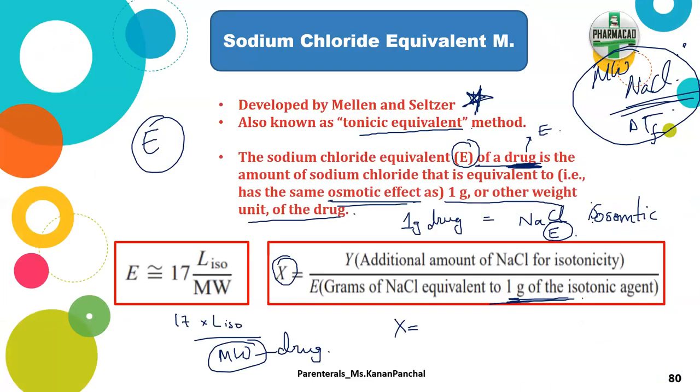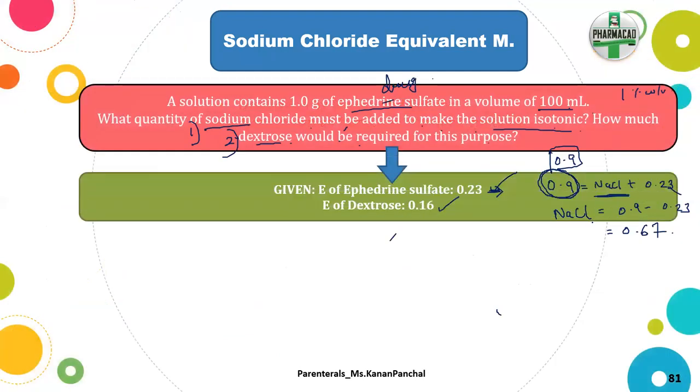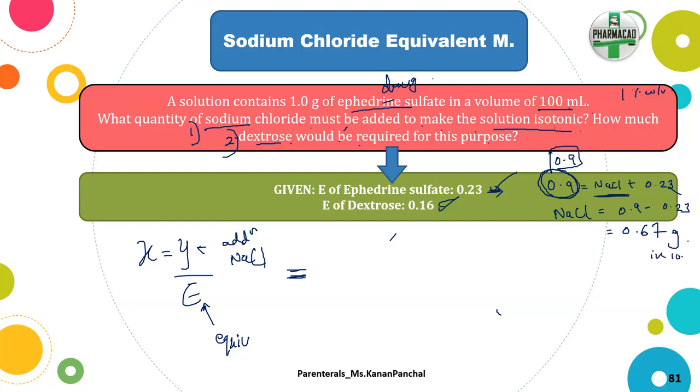Now what was the formula? X equals the additional amount of NaCl upon E. That means, now we have to calculate for dextrose. Okay? X is Y upon E. Y is what? The additional amount of NaCl. And E is the equivalent of whichever adjusting substance we use. So what is the additional amount of NaCl? So your first part of the question is answered here. What quantity of NaCl must be added to make the solution isotonic? So this 0.67 will be in grams in 100 ml. Fine.